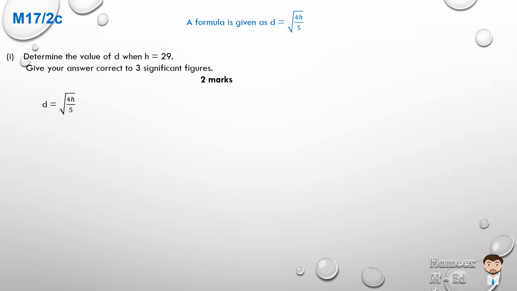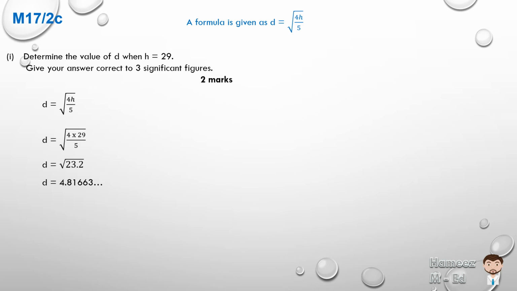We can substitute h is equal to 29. So d is equal to the square root of 4 times 29 over 5. We can use our calculators and that works out to be 23.2 exactly. So d is equal to the square root of 23.2. And using our calculators, we will get d is equal to 4.81663, going on and going on.